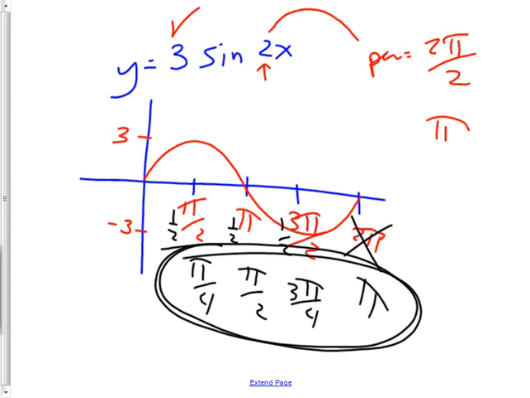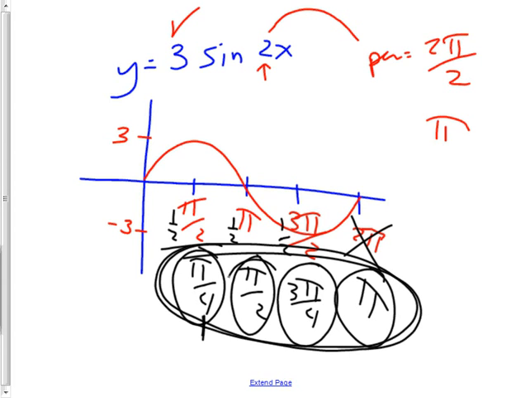You ask yourself, okay, what's that? Don't say pi over 4. Say 1 pi over 4. And then what's this? 2 pi over 4. Does that reduce to pi over 2? Yes, it does. 3 pi over 4 and 4 pi over 4. See if I count them up that way? 1 pi over 4, 2 pi over 4, 3 pi over 4, and 4 pi over 4. That'll help make sure you numbered them right. All right.